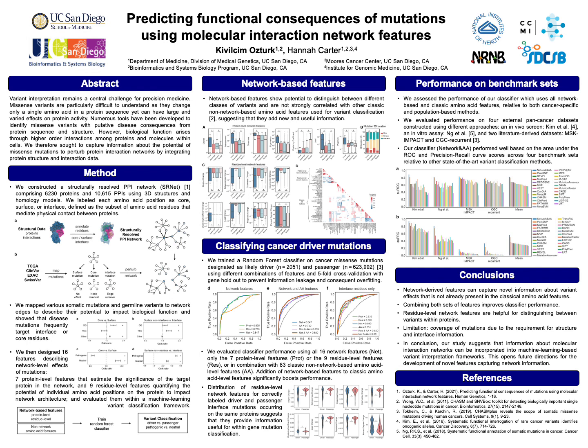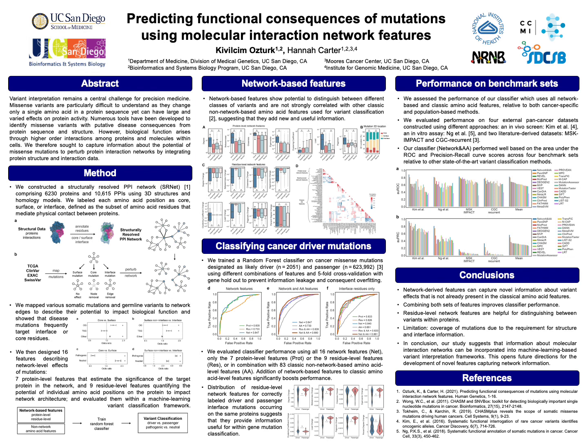We then designed 16 features describing network-level effects of mutations, 7 protein-level features that estimate the significance of the target protein in the network, and 9 residue-level features quantifying the potential of individual amino acid positions on the protein to impact network architecture, and evaluated them within a machine learning variant classification framework. Network-based features show potential to distinguish between different classes of variants and are not strongly correlated with other classic non-network-based amino acid features used for variant classification, suggesting that they add new and useful information.